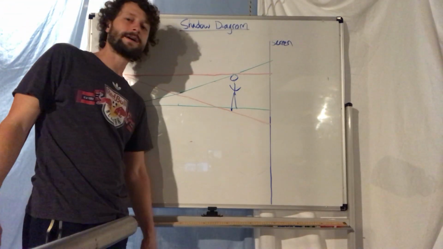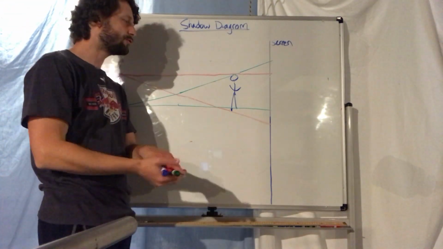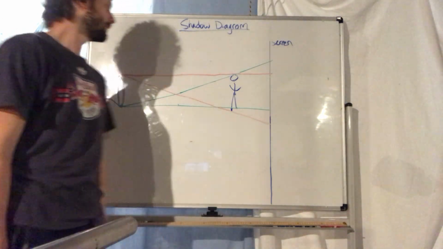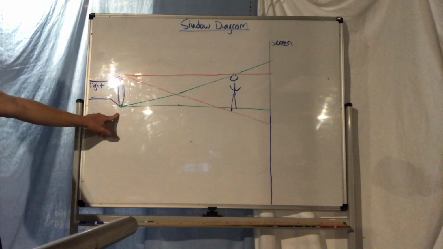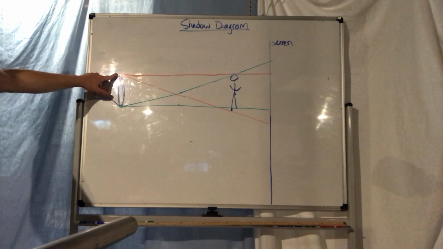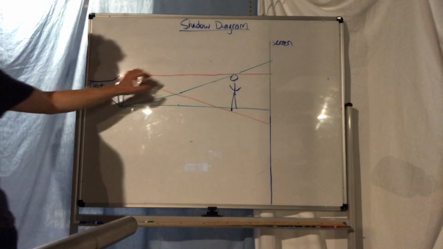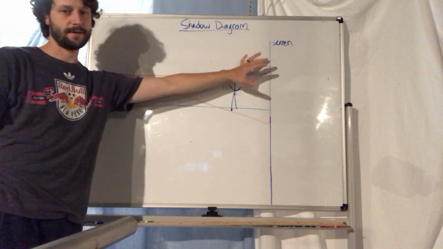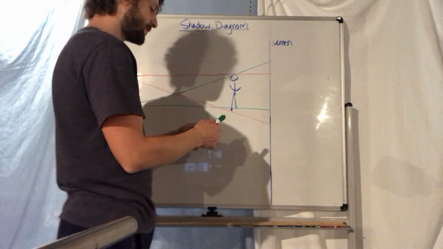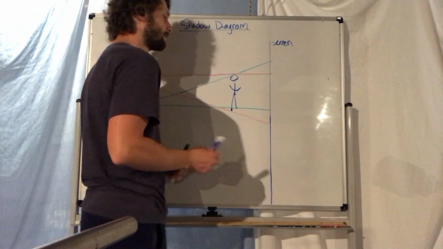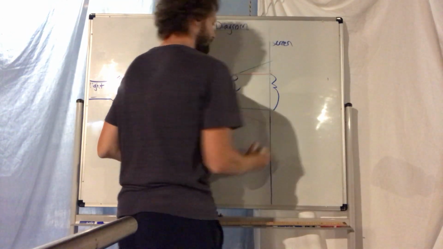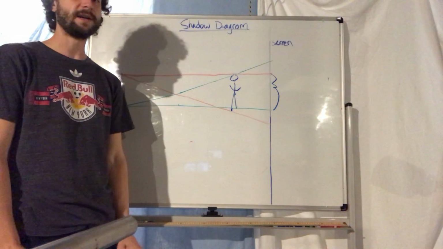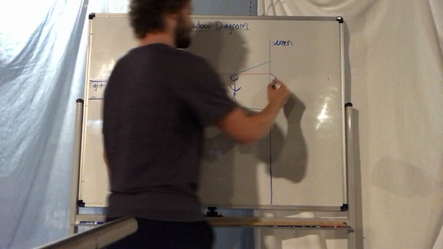Alright, so continuing on, we see that we have two shadows on the screen. I'll call it the green shadow comes from the light at the bottom of the flashlight, and the red shadow comes from the light from the top of the flashlight. And on the screen they overlap, alright? But there's a spot in the middle right here where they both overlap. So that is where the green and the red shadows overlap, and it's called the umbra.